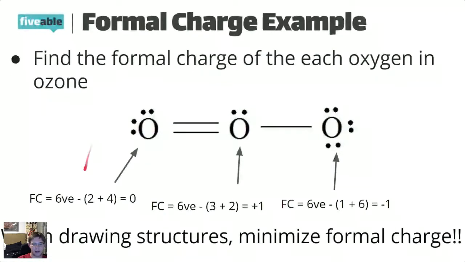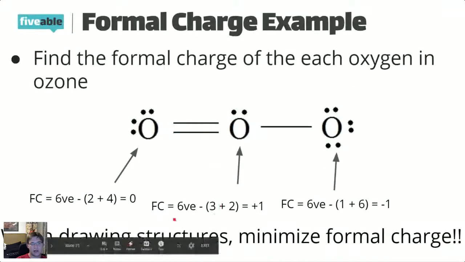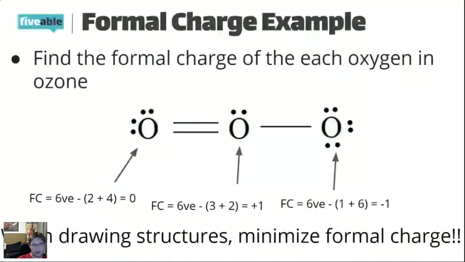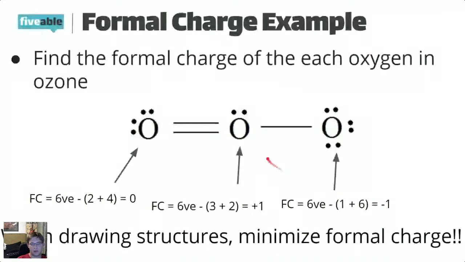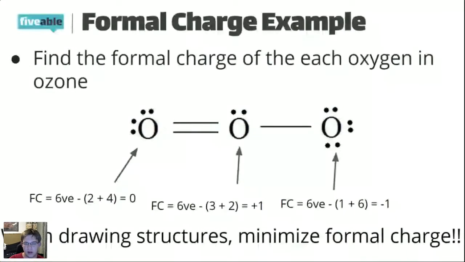So here we have 6 minus, I remember, dots plus sticks. So we have 2 sticks and 4 dots. So that's 2 plus 4. So 6 minus 6 is 0, right? If we're looking at now this middle oxygen, we see that we have 6 valence electrons again. However, we have 3 sticks and 2 dots, meaning it's going to be 6 minus 5, which gives us plus 1. Then if we look over here, this one is one that you'll get really familiar with, oxygen specifically. So usually you'll be able to just point this out. But if you wanted to calculate it, which we're going to, we do our normal 6 minus 1 stick plus 6 valence electrons, which gives us a formal charge of minus 1.